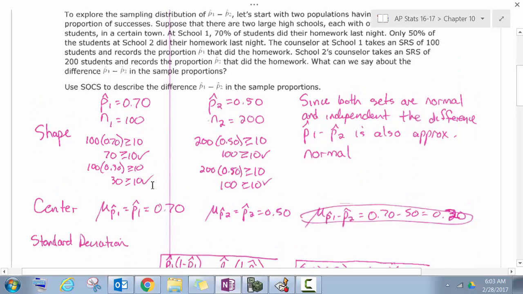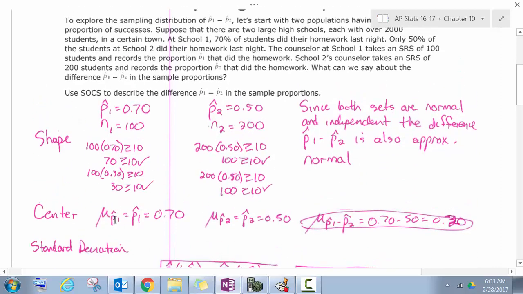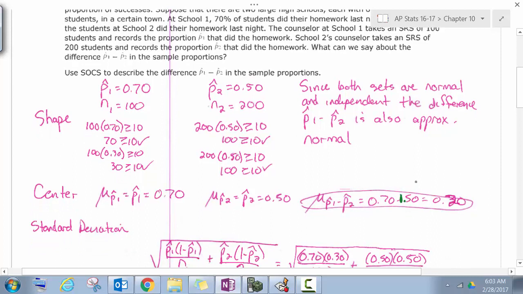The center, remember the center of a sample proportion is p hat. Mu of p hat 1 is p hat 1, which is 0.70. Mu of p hat 2 equals p hat 2, which is 0.5, and we subtract them because we're looking at the difference, so 0.70 minus 0.50 equals 0.20. So that's our center, 0.20.